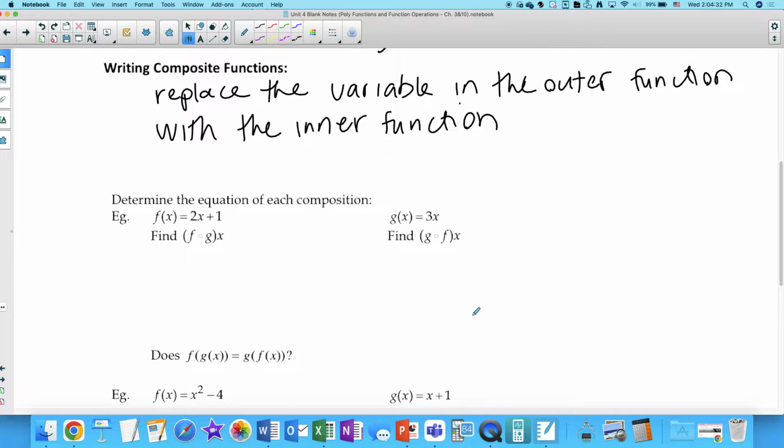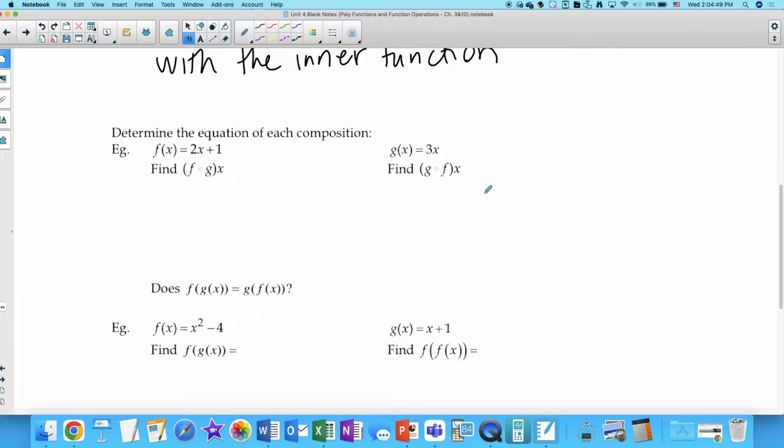So, for example, suppose we have these two functions. One of them is f of x equals 2x plus 1, and the other one is g of x equals 3x. And we're going to do this both ways. The first thing that we're going to do is find f of g of x. Okay? Now when I'm approaching these questions, although it's written this way, I always rewrite it as this is the outer, this is the inner. So f of g of x.